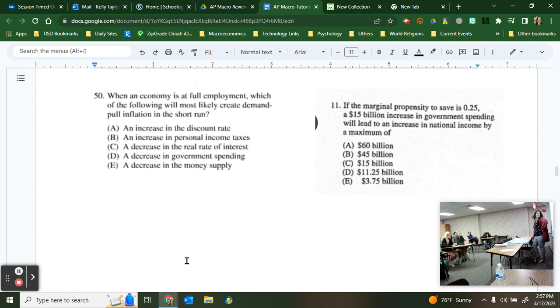What's C? C is correct. A decrease of real interest rates will shift aggregate demand to the right, but why not D? Because it's C. What is D? Contractionary fiscal policy. Government spending is fiscal policy. What is E? Contractionary monetary policy. So the only one that's not contractionary is going to be C. A decrease of real interest rates boosts aggregate demand.